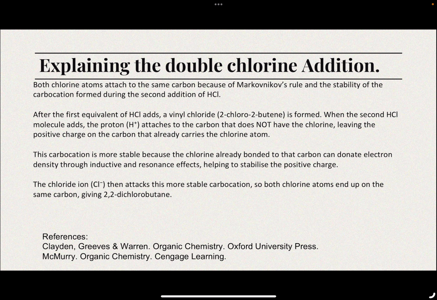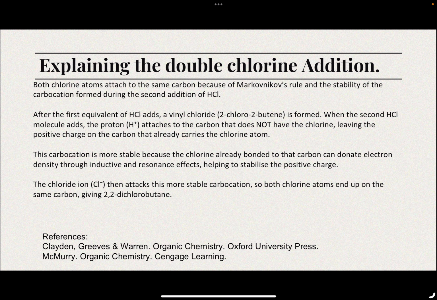After the first equivalent of HCl adds, a vinyl chloride, 2-chloro-2-butene, is formed. When the second HCl molecule adds, the proton H+ attaches to the carbon that does not have the chlorine, leaving the positive charge on the carbon that already carries the chlorine atom.